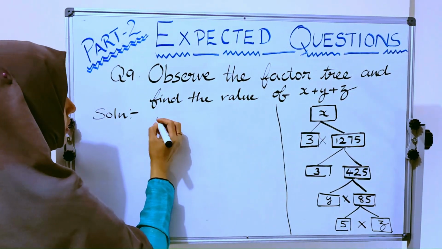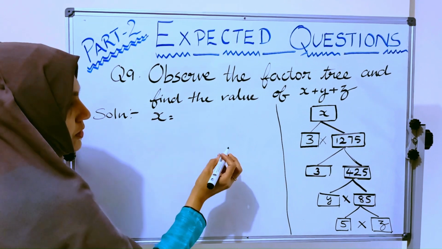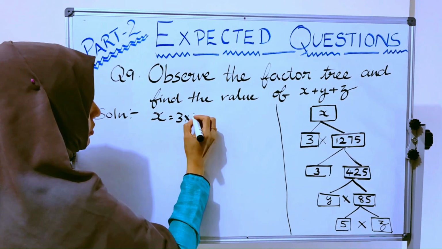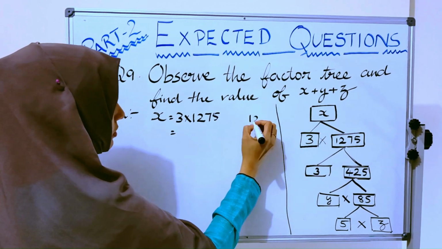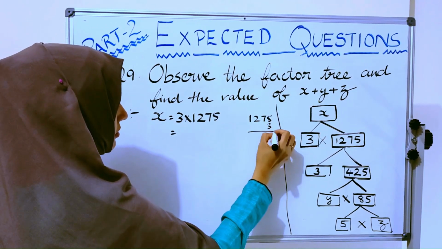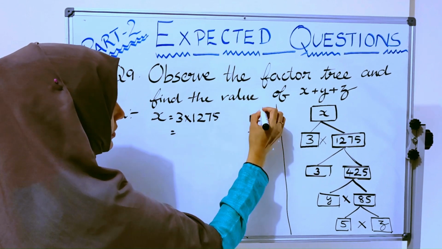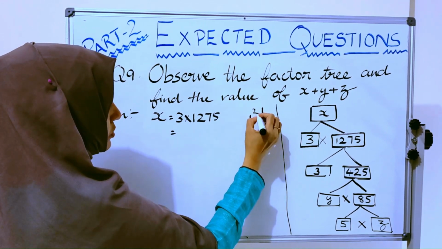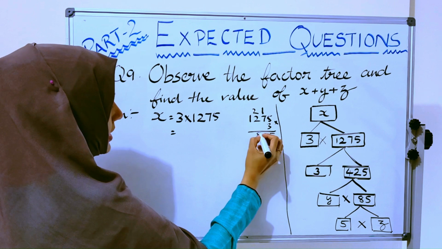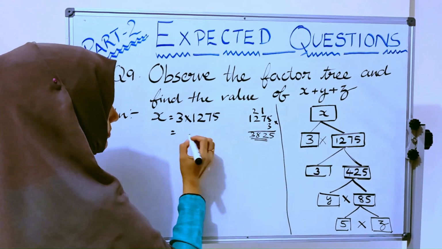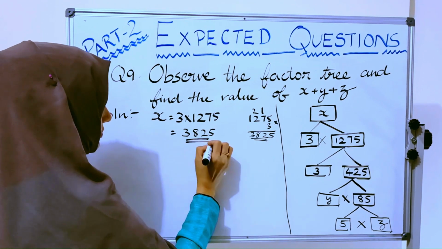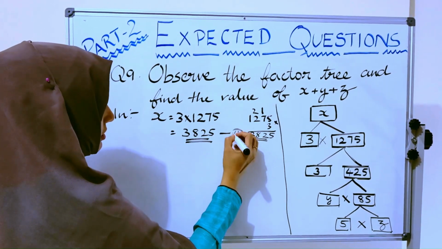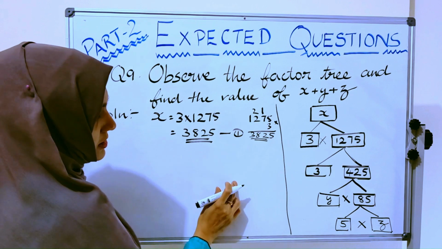So x is equal to 3 into 1275. That is equal to 3825. So x is equal to 3825. This is equation 1.